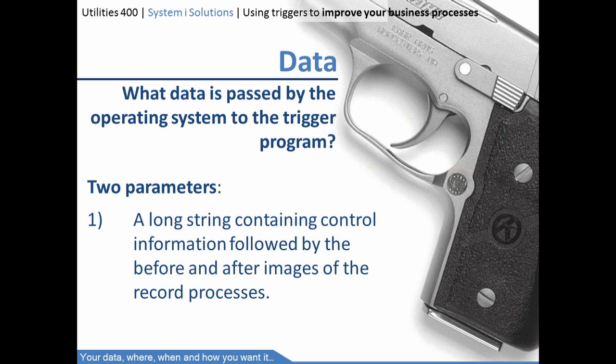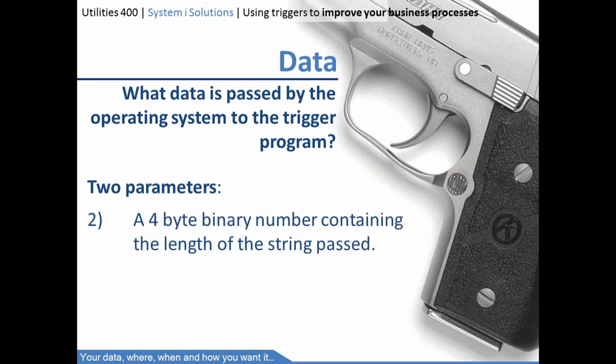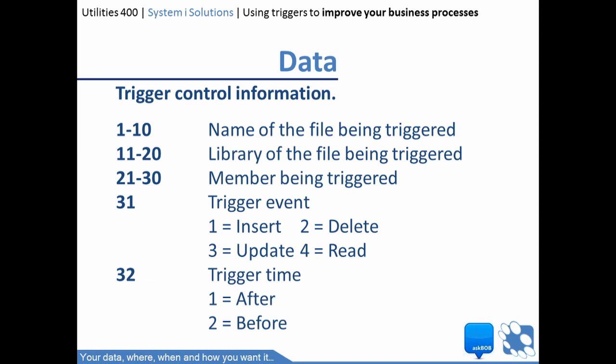The first parameter is a great big long string. Now, that string needs to be long enough to hold both the before and the after image of the record that you're going to be working with. So if your record length is 3,000, your string needs to be 6,000 plus about another couple of hundred characters to hold the control information. And it will also pass you another field, a second parameter, which is just a 4-digit binary field. It tells you how long that string is that's been passed to you.